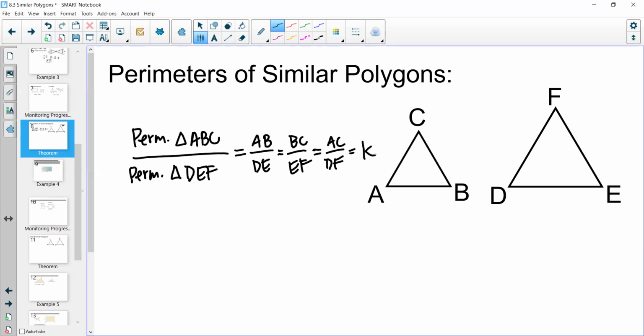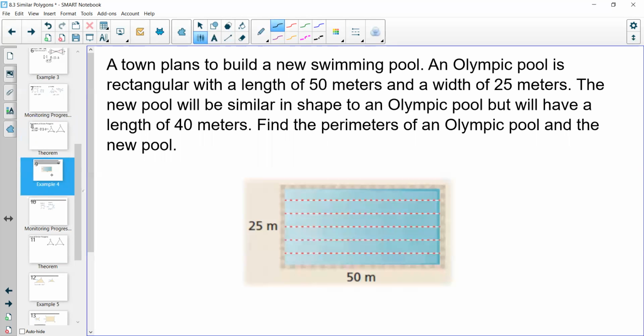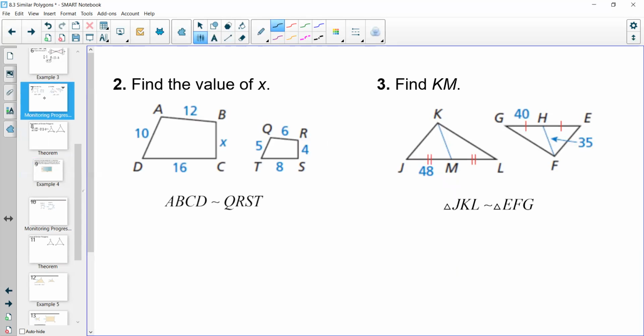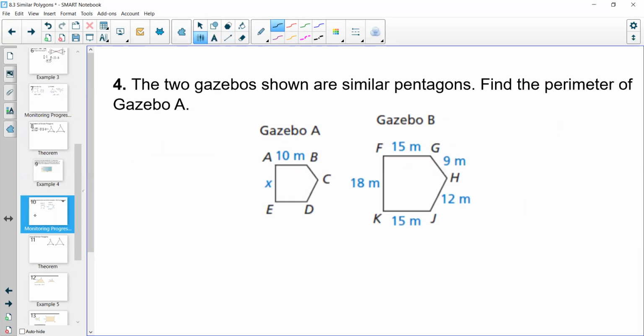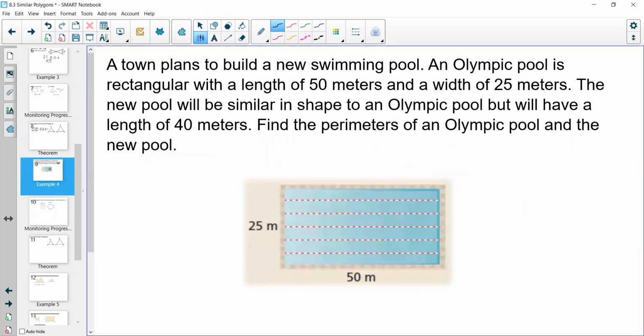So let's actually look at an example here of one like this one. The town plans to build a new swimming pool. An Olympic pool is rectangular with a length of 50 meters and a width of 25 meters. The new pool will be similar in shape to an Olympic pool, but will have a length of 40 meters. So find the perimeter of an Olympic pool and the new pool.